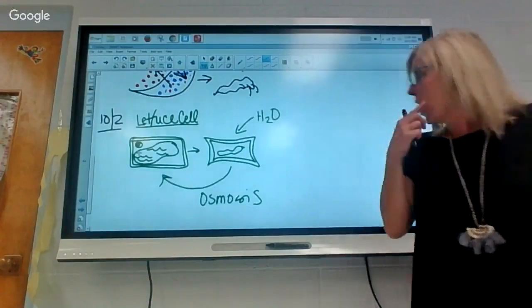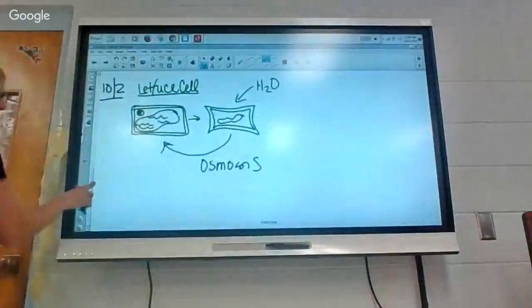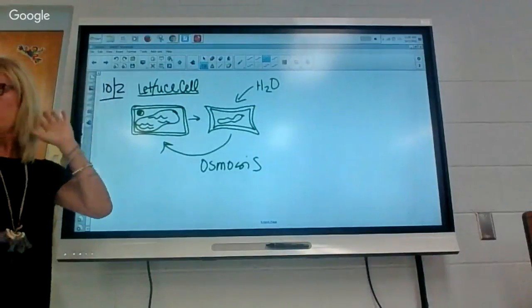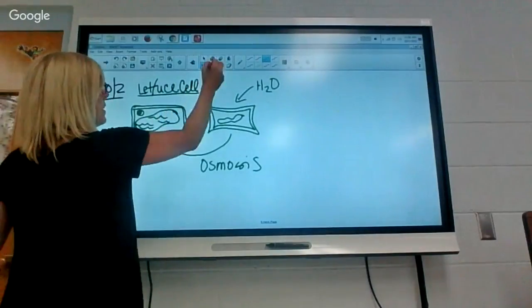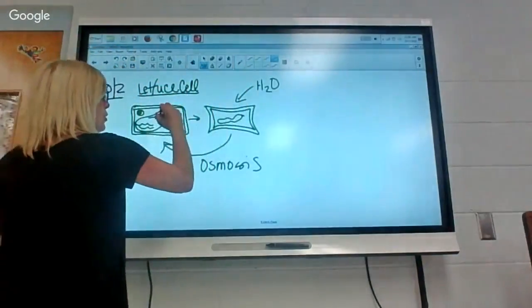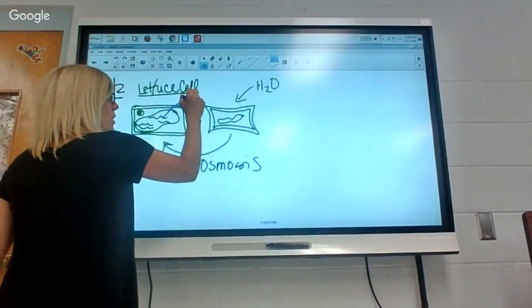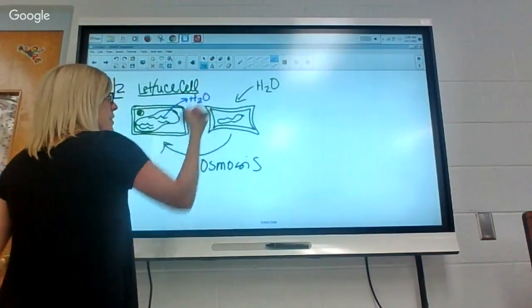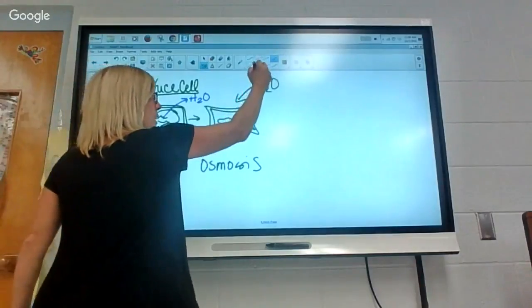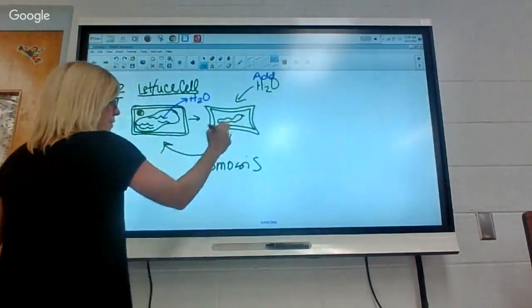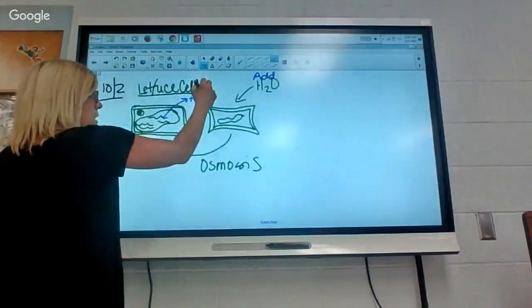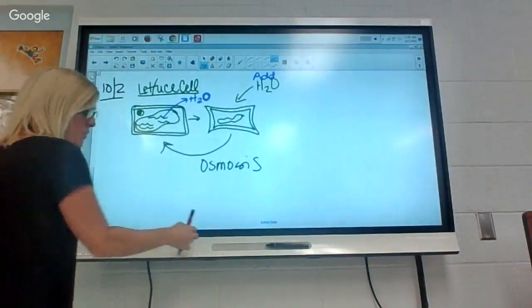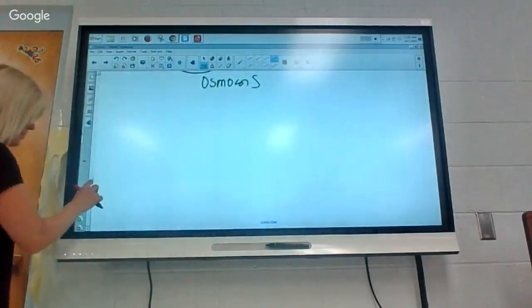So that's one example. Does that make sense a little bit more? Water left, and I would probably need to put that. So I'm going to say water left by osmosis, and then if we add water, it's going to fill back up. Okay, so osmosis.